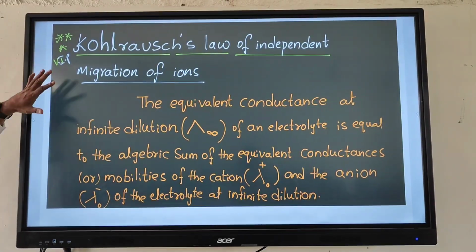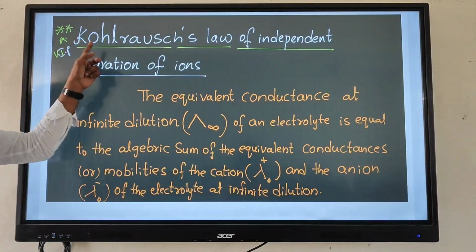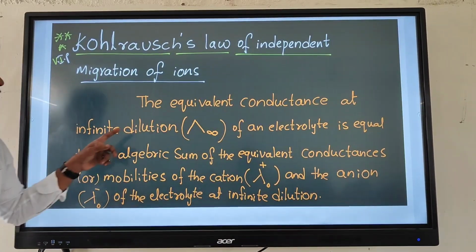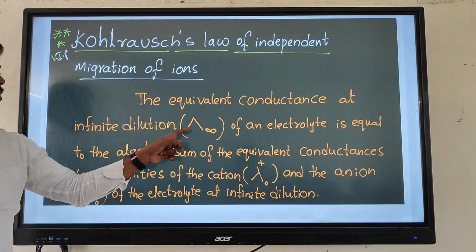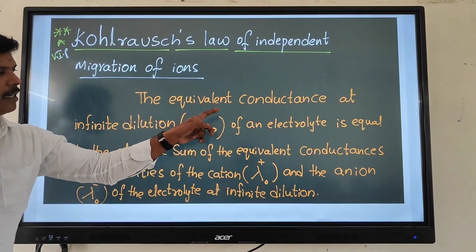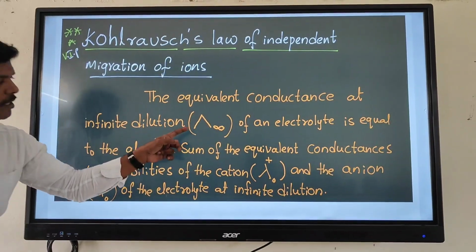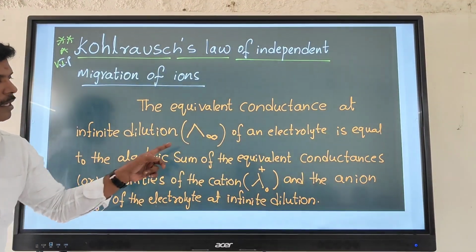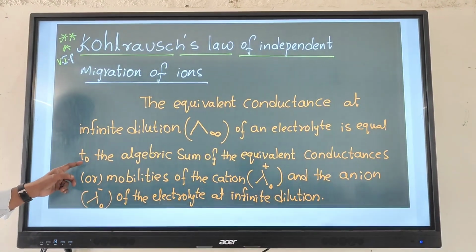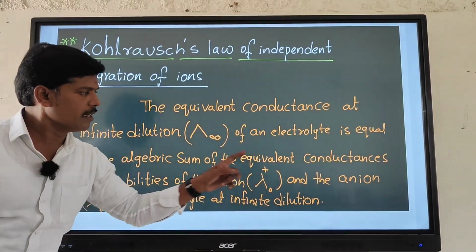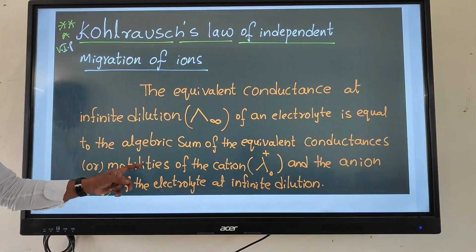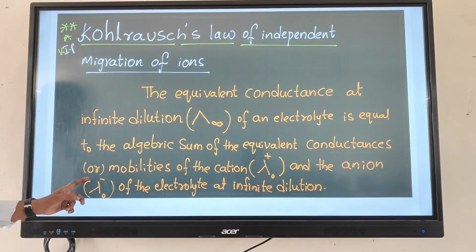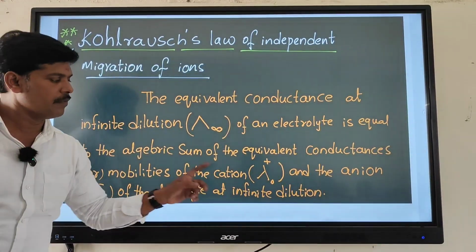Dear students, in this video I will explain Kohlrausch law of independent migration of ions. The equivalent conductance at infinite dilution is denoted by big lambda infinity. The equivalent conductance at infinite dilution of an electrolyte is equal to the algebraic sum of equivalent conductances or mobilities of the cation, lambda naught plus, and anion, lambda naught minus, of the electrolyte at infinite dilution.